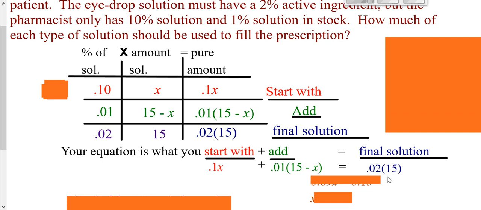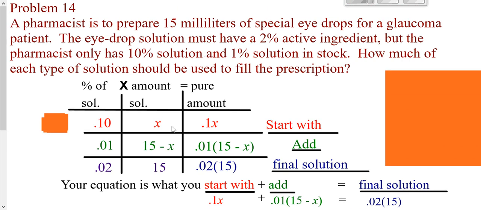We can now multiply out on the right, distribute through here, collect our like terms, and when we do that, we end up getting 5/3. So x is 5/3. X, once again, was the amount of solution of your 10%. So amount of solution is measured in milliliters. So it would be 5/3 milliliters of the 10%.